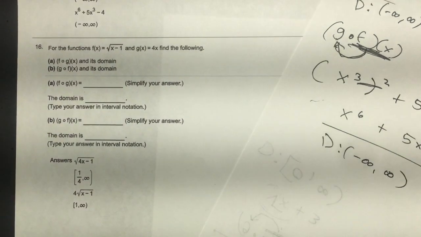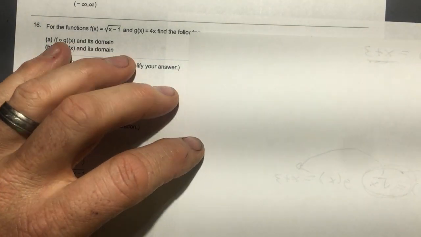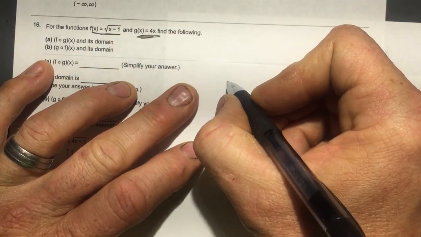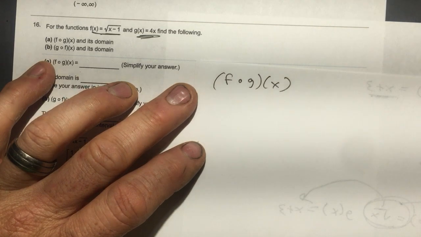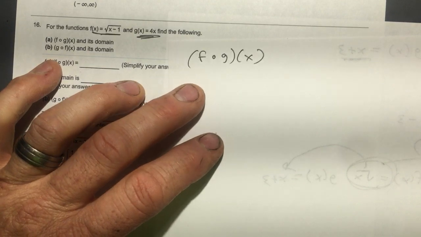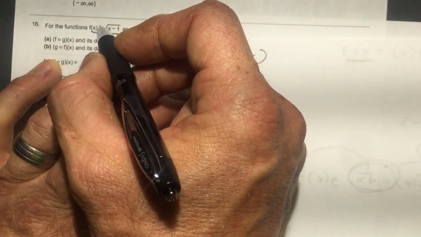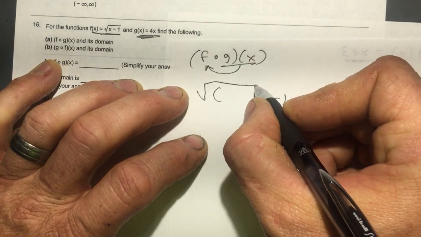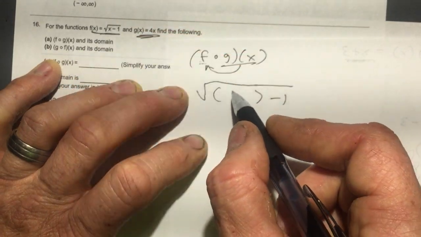Now, one last one, number 16, and we're done with this section. Okay, so for the functions, here's f of x and here's g of x. All right, find f of g of x. Well, the second one goes in the first one. So what I'm going to do is write the first one out, which is the radical of x minus 1. There's my f function right there.